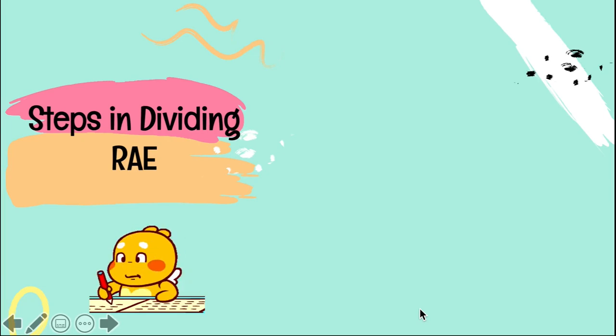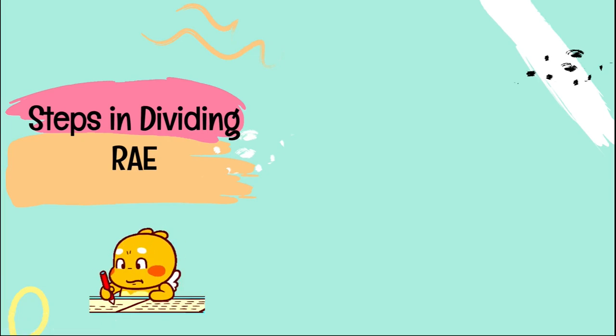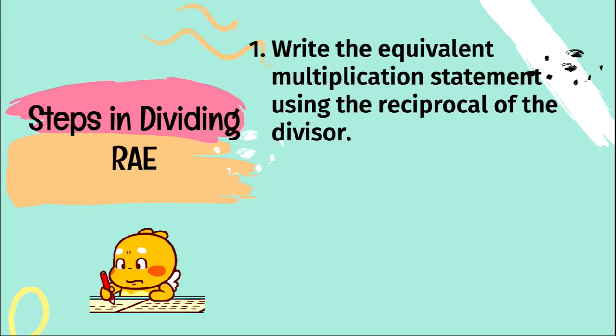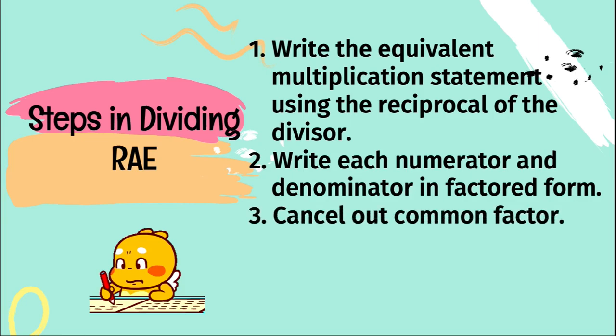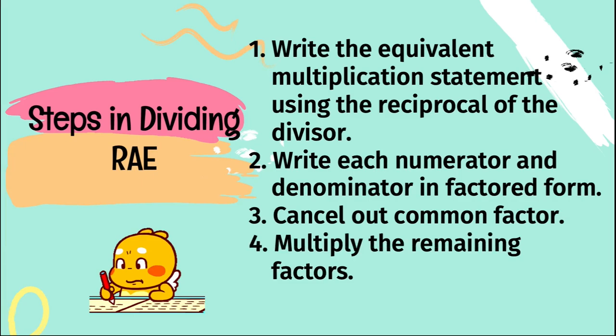Next, okay, we're done with multiplication of RAE. So the next one will be the division of rational algebra expressions. And here are the steps. Dividing RAE is just the same as we divide two fractions. The first step will be writing the equivalent multiplication statement using the reciprocal of the divisor, or getting the reciprocal of the second fraction. And then after that, write each numerator and denominator in factored form. And then cancel out the common factor, multiply the remaining factors, and simplify if possible.